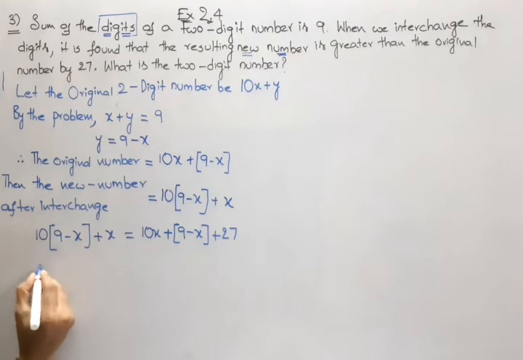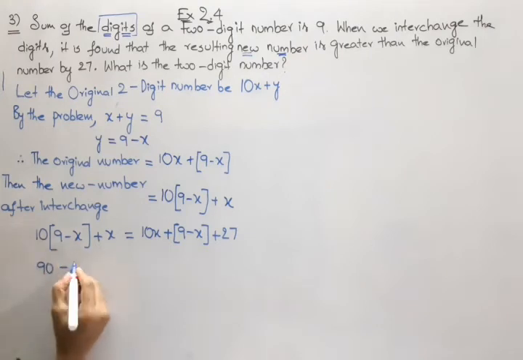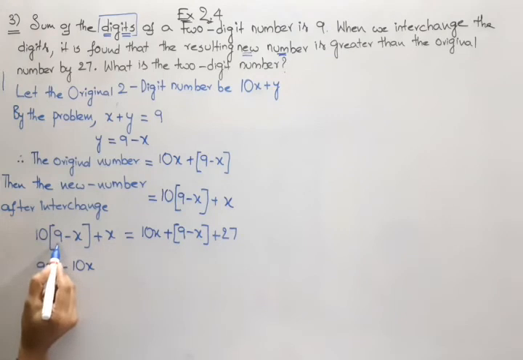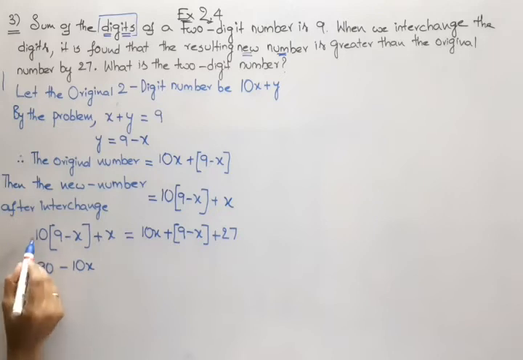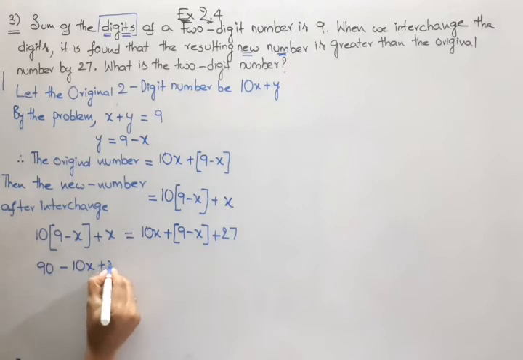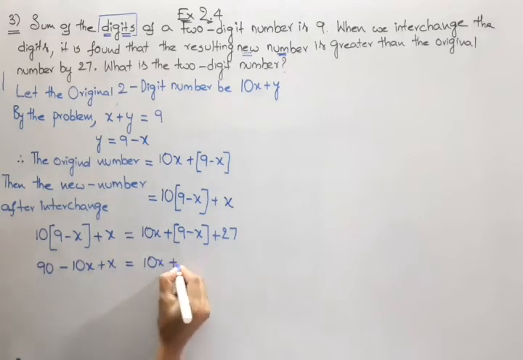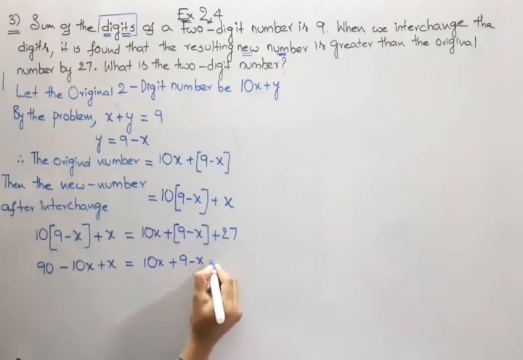10 into 9, 90, minus 10 into x, 10x. So first number into the first term of the binomial. 10 into 9, 90, minus comes as it is until and unless minus is there for this. So 10 into x is 10x, plus x is as it is. Here also 10x plus 9 minus x plus 27.